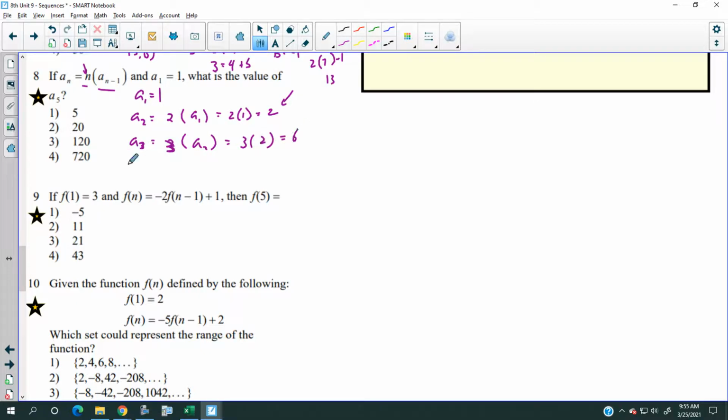That would be 6. A4 would be 4 times A3. A3 was 6, so that's 24. And then lastly, A5 is 5 times A4, the term before that. It would be 5 times 24. What's 5 times 24? 120. That's it. Okay? All right.